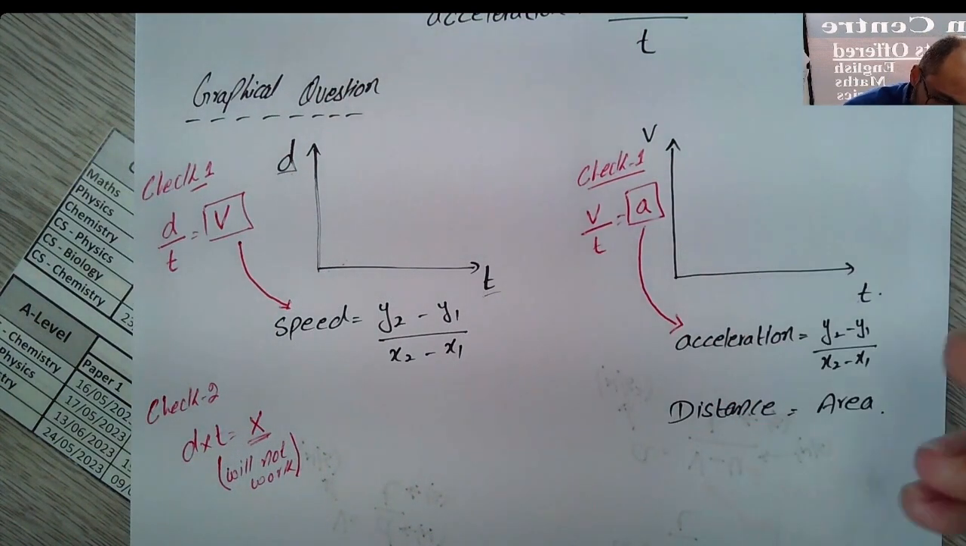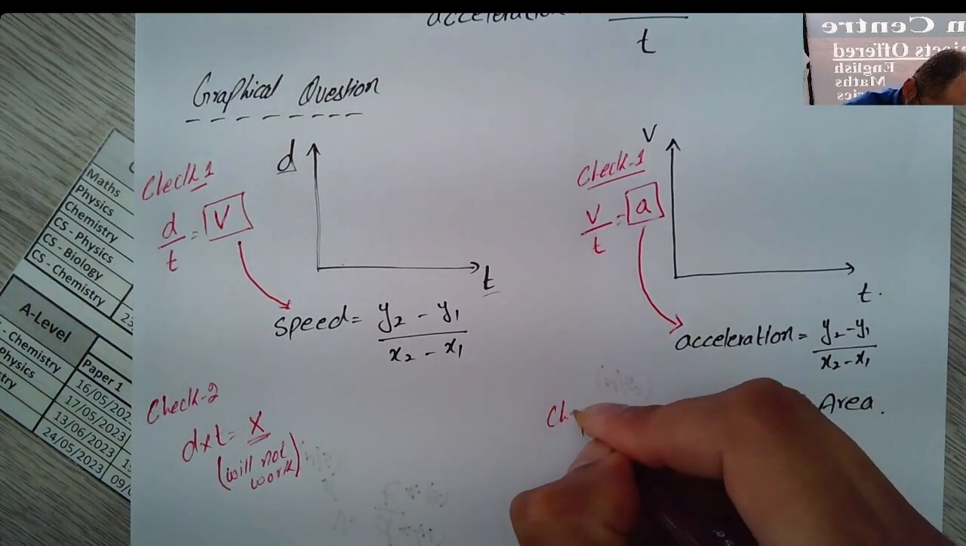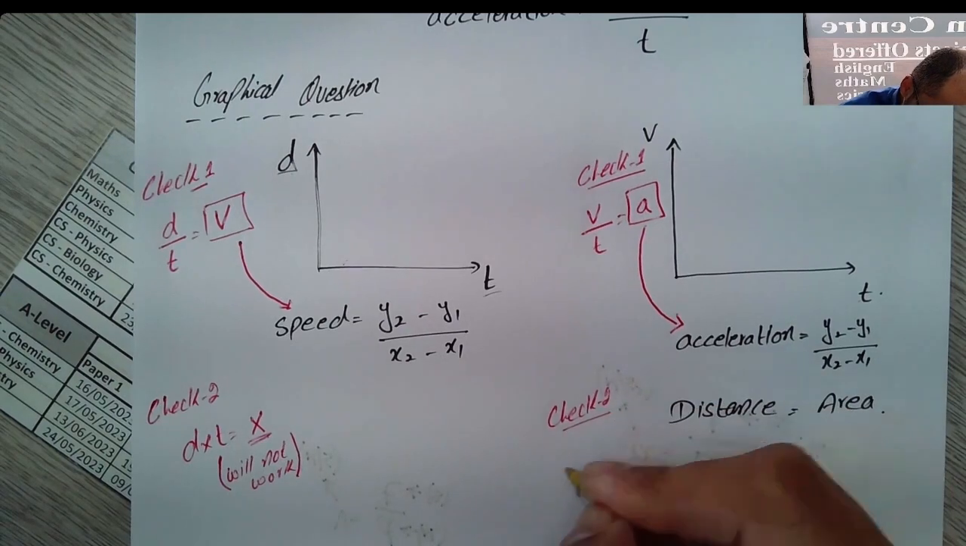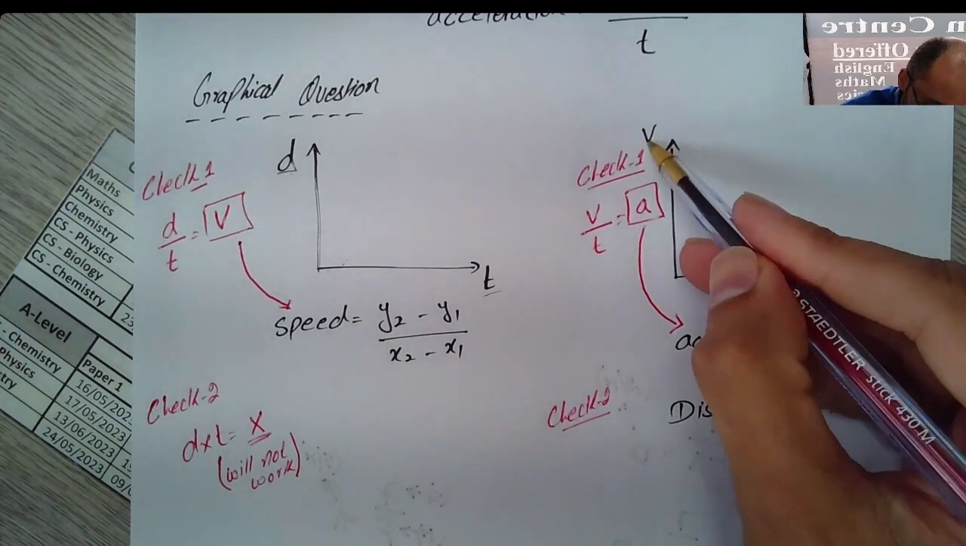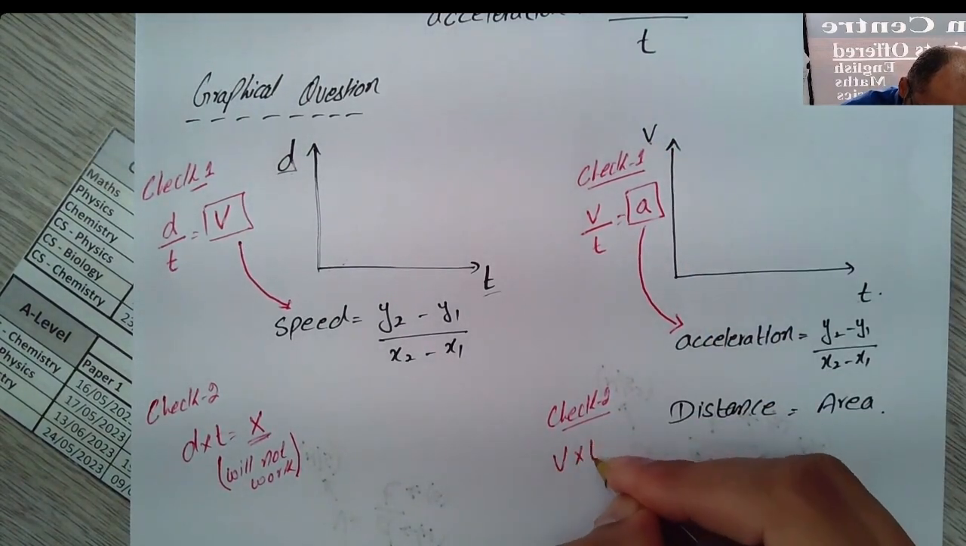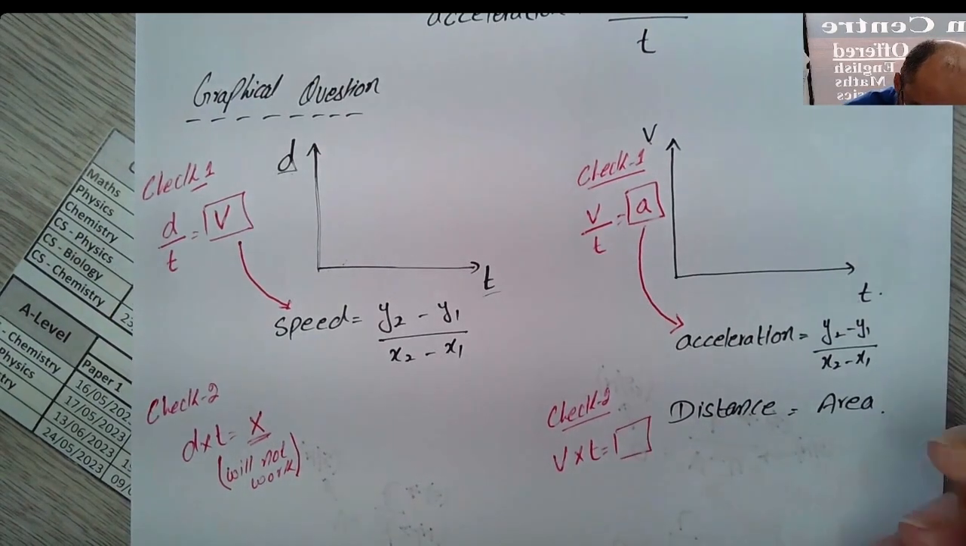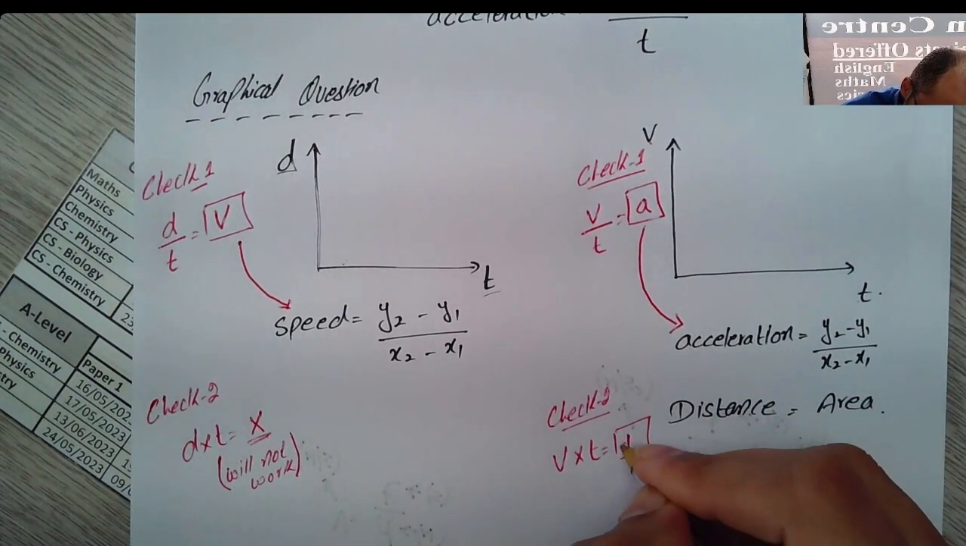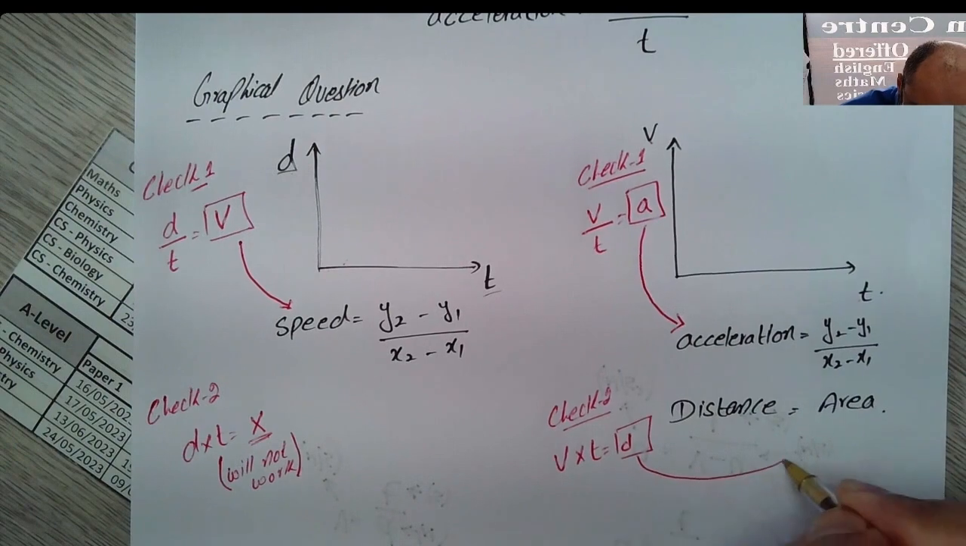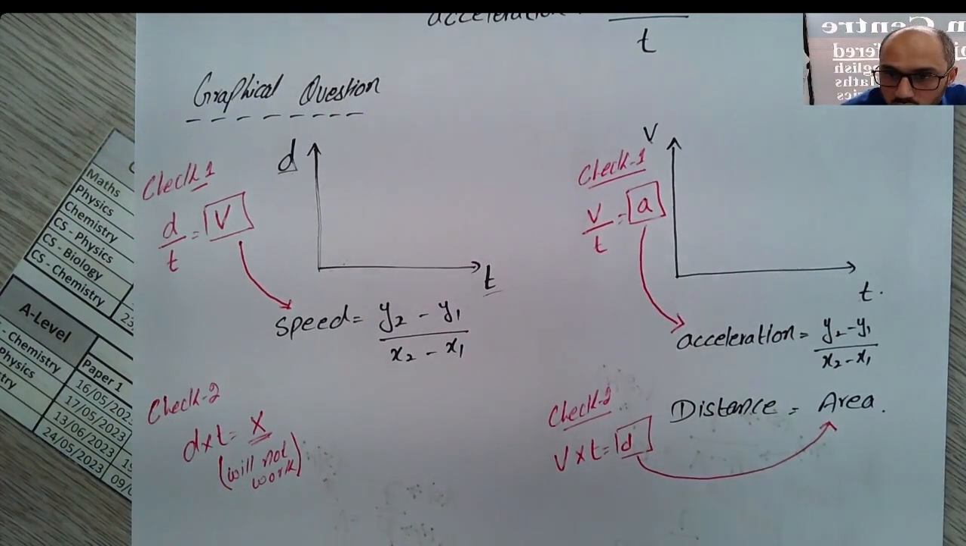But for a velocity time graph, my check 2, if I do that, it will be y times x. This time on y-axis you have speed times time, and if you multiply them together, you will get d, which is your distance. Therefore, distance will be worked out using area. We will do one question on this in a minute, and it will make more sense to you.